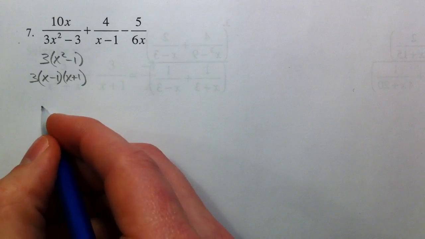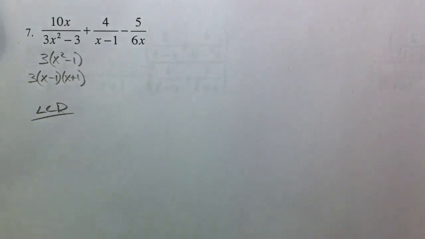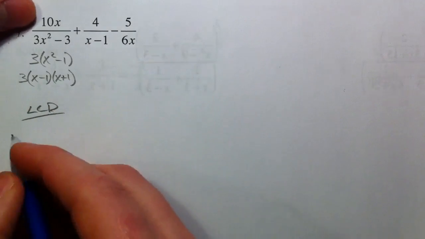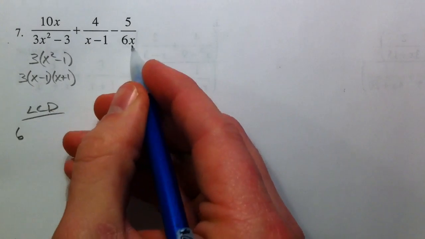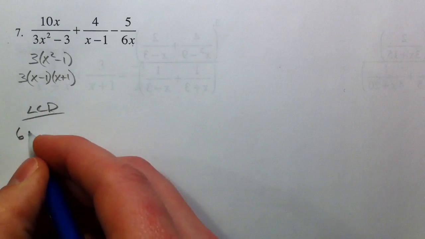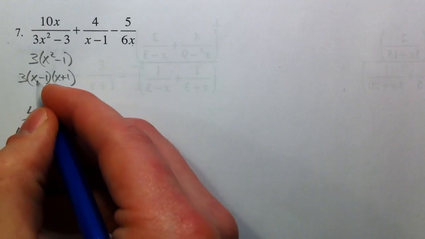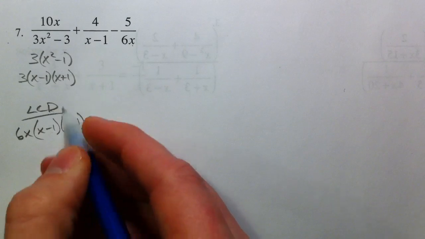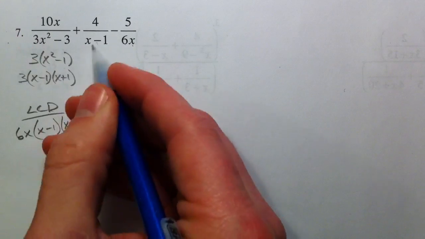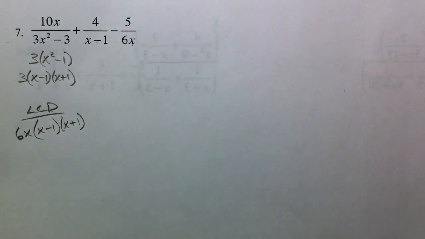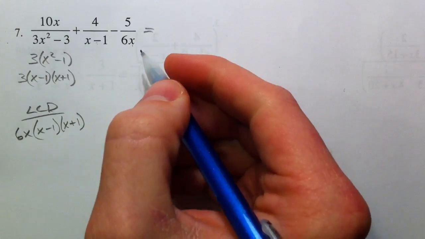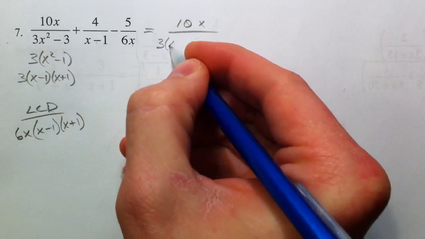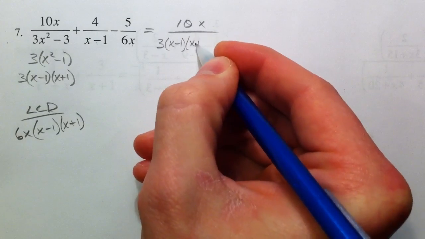And so our lowest common denominator is, we've got 6 and a 3, so we're going to need that to be a 6. This x isn't a factor of the other two, and then we'll need x minus 1, x plus 1, and because the x minus 1 is what they have in common, we don't need that twice. So 10x over 3 times x minus 1, x plus 1.